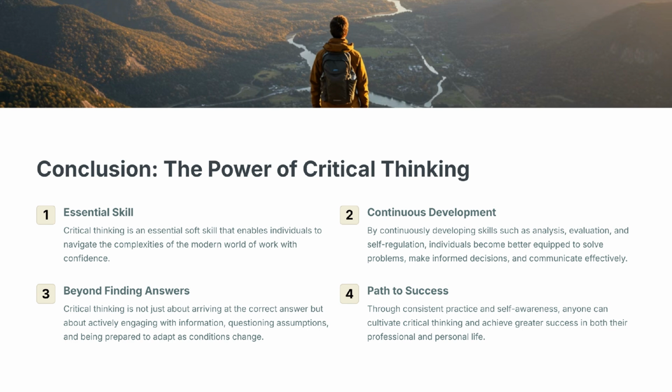Ultimately, critical thinking is a path to success. By practicing consistently and fostering self-awareness, anyone can achieve greater clarity, make better decisions, and unlock their true potential. Harness the power of critical thinking and take the next step toward a brighter, more empowered future.